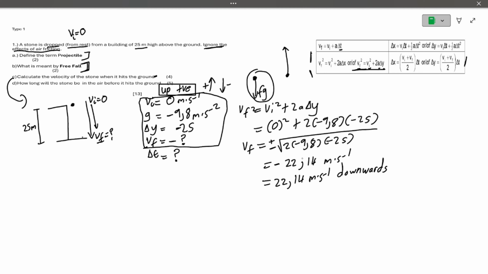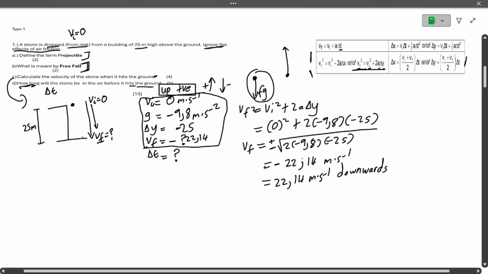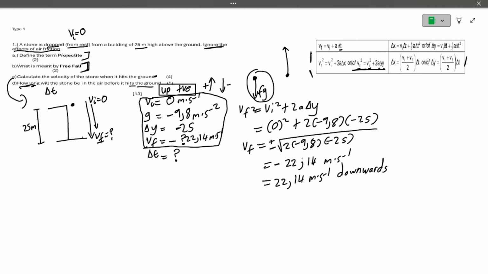And then let's go to the second question. It says, how long will the stone be in the air before it hits the ground? So how long? They are looking for the what? For the time. So here we have to substitute what we know now, 22.14 meters per second. So we know all this. So which formula can we use? This one, VF, V initial, A, this one we can use.